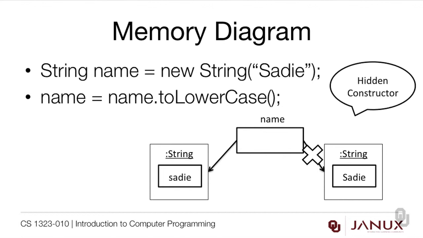Now, the other thing to notice here is that what we're dealing with is a hidden constructor. That is, the toLowercase method is constructing a new string object inside the method itself, and it's returning it. So these hidden constructors can cause a lot of grief in Java. We need to look for them very carefully.